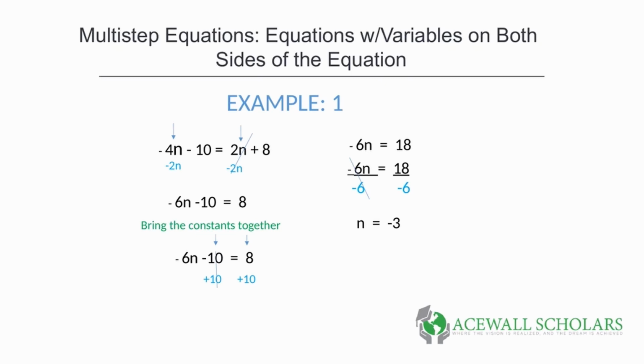From there, I can divide out by negative 6 on both sides, and I get n is equal to negative 3.